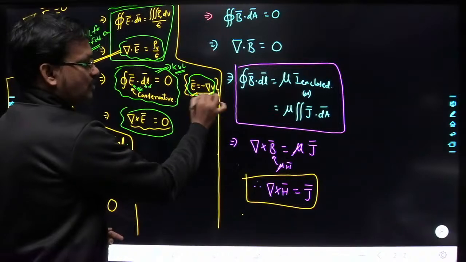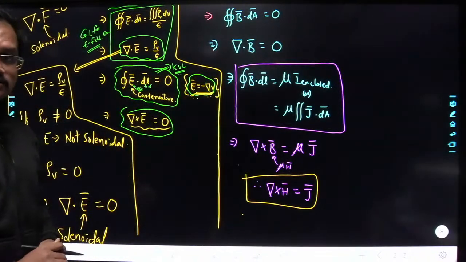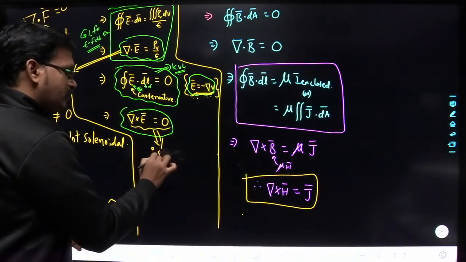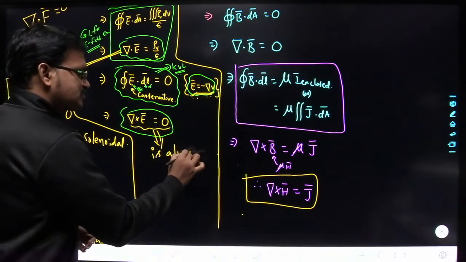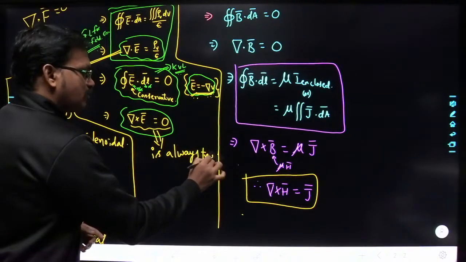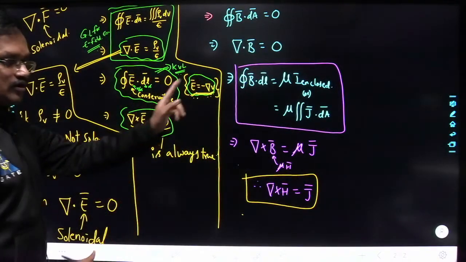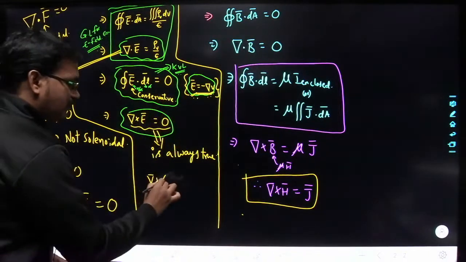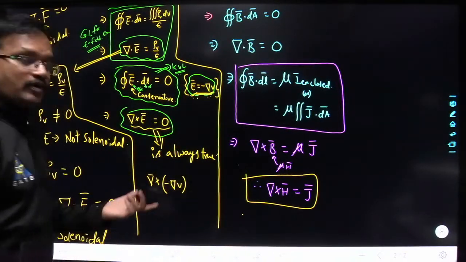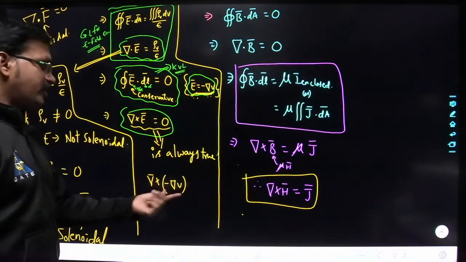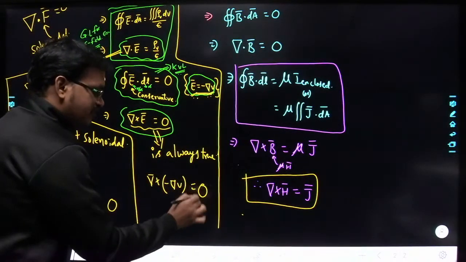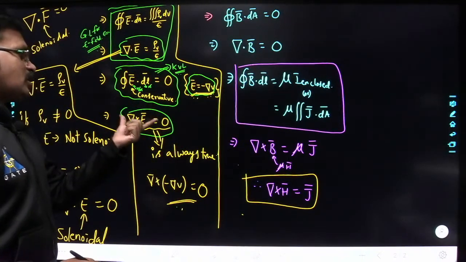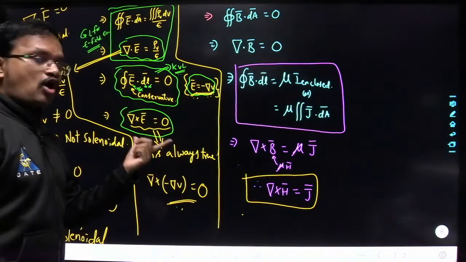E bar is equal to minus gradient of V. Understood? So curl of E bar is equal to 0 is always true here. Why? We know that E bar is equal to minus gradient of V. So if I substitute minus gradient of V in place of E bar, from null identities we know that curl of gradient is always equal to 0. So curl of E bar is equal to 0 is always true.